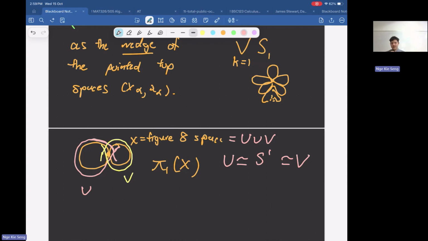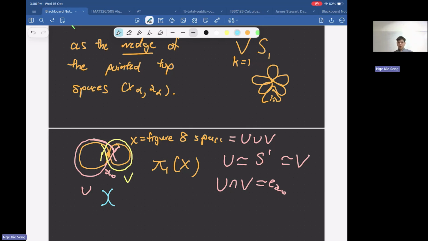How about U intersect V? It's just one point. Where they intersect, the intersection looks something like this, an X. You can think of it as a retract. Let me think. Oh yes, you are right. So it's like this. This detail is quite important actually, whether you intersect tangentially or transversely.